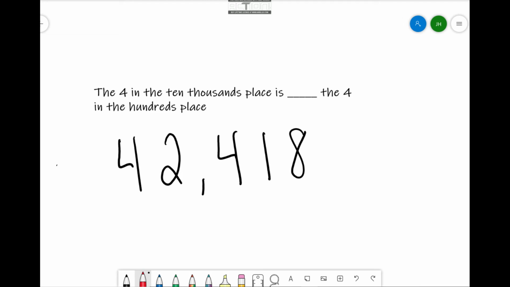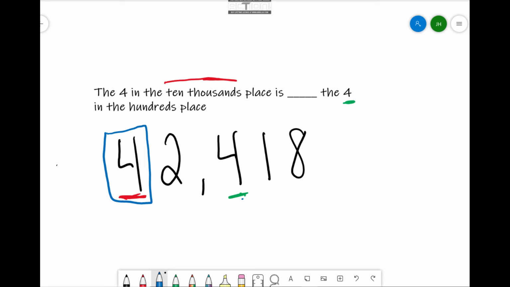The 4 in the 10,000s place, so the 10,000s place, we're looking at that 4, is blank the amount of the 4 in the 100 spot. So this 4 is in the 100 spot. Okay, so when we compare it, we're comparing this 4 right here. That's the one they want to know. The 4 in the 10,000s place is blank. So we're comparing this 4 to this one.